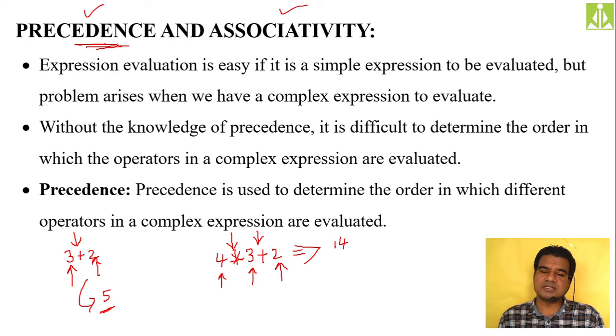But a problem arises when we have a complex expression to evaluate. Without the knowledge of precedence, it is difficult to determine the order in which the operators in a complex expression are evaluated. So if you don't know the concept of precedence, you can't evaluate the complex expression in your C language. So definitely there is a need to understand the precedence rules and the associativity rules in order to evaluate the complex expression in your C language.